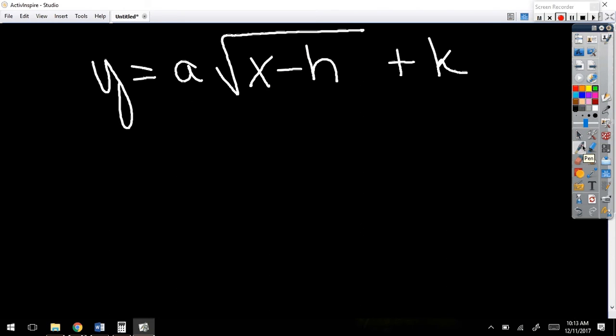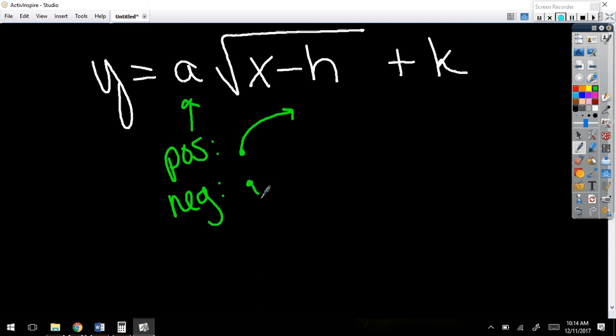Now let me tell you a couple things. The A does the same thing it's always done. If it's positive, then that graph opens up like that. It looks like it kind of increases. But if that A is negative, it's going to go down. Those are two different graphs there.